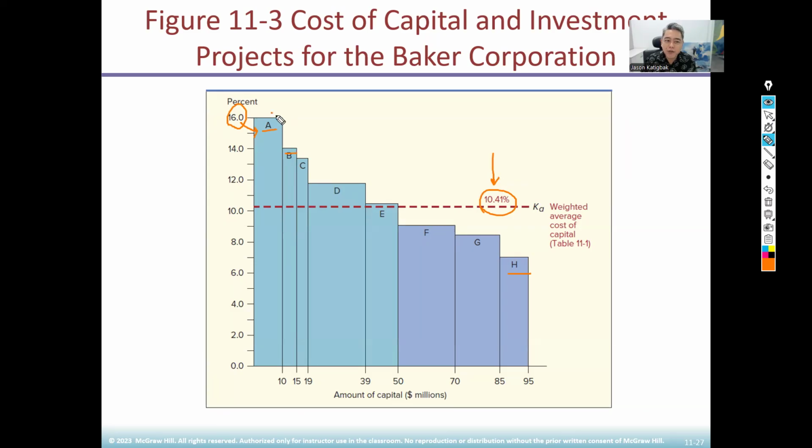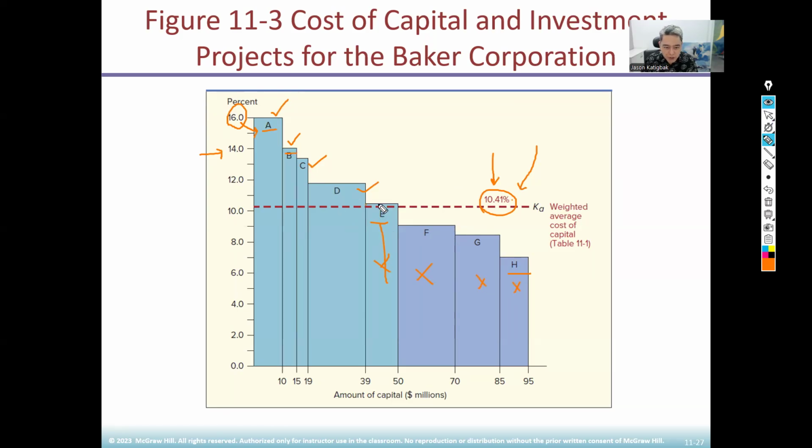Okay, I'd like to fund this project. It's good. Letter B, or project B, 14% return on investment. My cost will be 10.41, and then I'll get 14% in return. Oh, go for it. Letter C, go for it. Letter D, go for it. But anything, actually even E here, I would think maybe I don't want to support this project. I don't want to support F, G, and H.